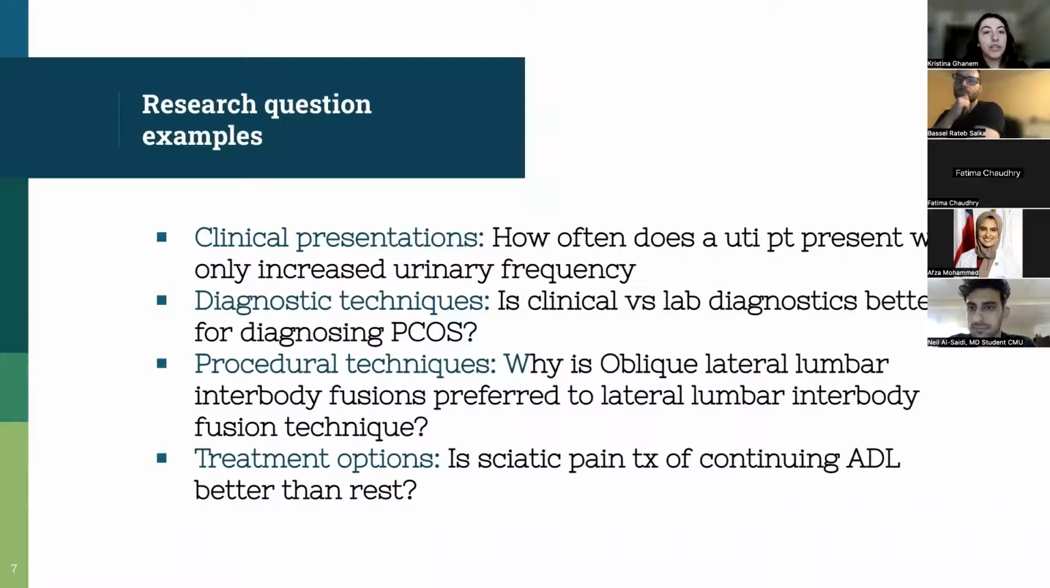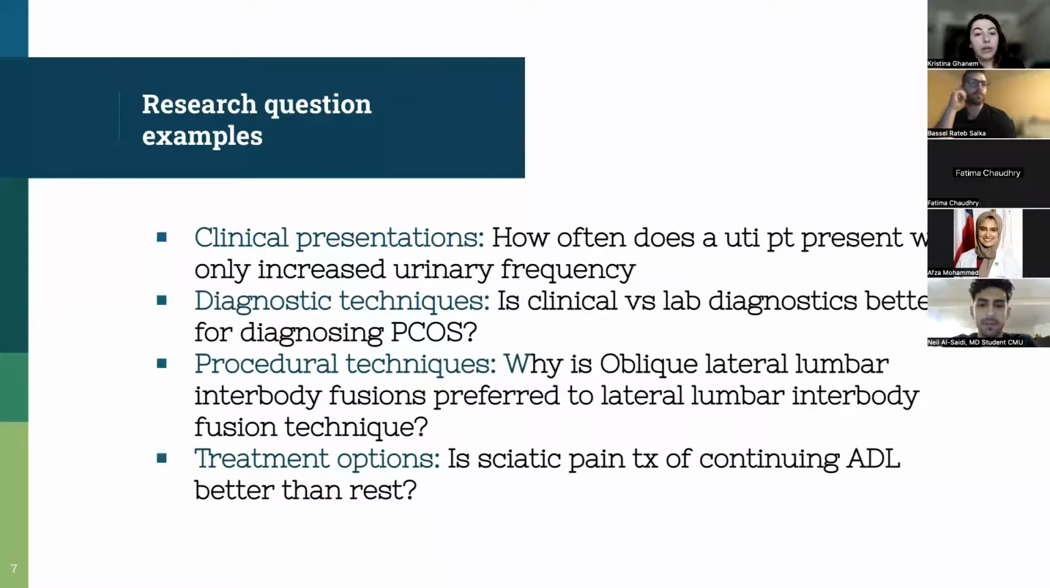So we have a few questions or examples for you guys if you're new to the field, whether you're preclinical or in your clinical setting. One common thing is you could have a patient presenting with a symptom onset that's kind of unique. For example, sometimes a UTI patient may present with only increased urinary frequency as opposed to dysuria and those types of symptoms. So that could be something you would want to write a systematic review on. For example, if you want to go through diagnostics, you could ask whether clinical versus lab diagnostics are important for diagnosing PCOS and talk about diagnosis delay and how that affects patient care.